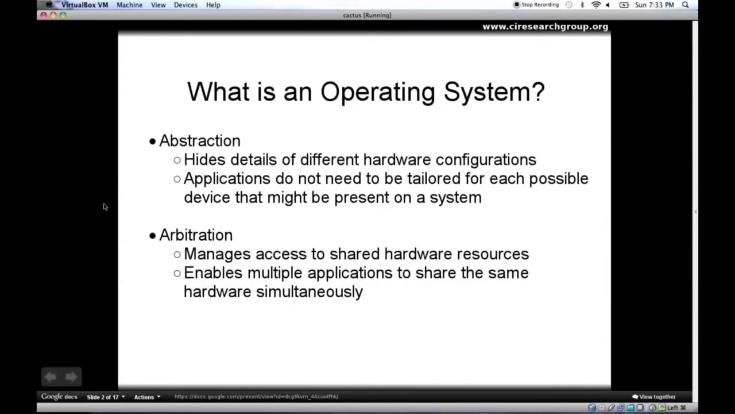Abstraction means hiding the details of different hardware configurations so that each application doesn't have to be tailored for each possible device that might be present on the system. Arbitration means that the operating system manages access to shared hardware resources so that multiple applications can run on the same hardware at the same time without interfering with one another.